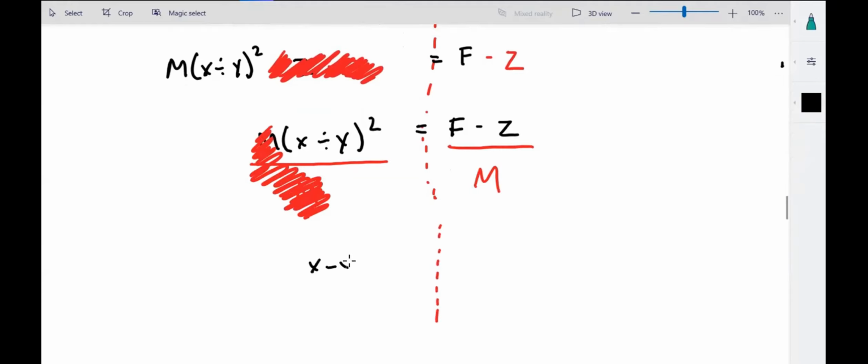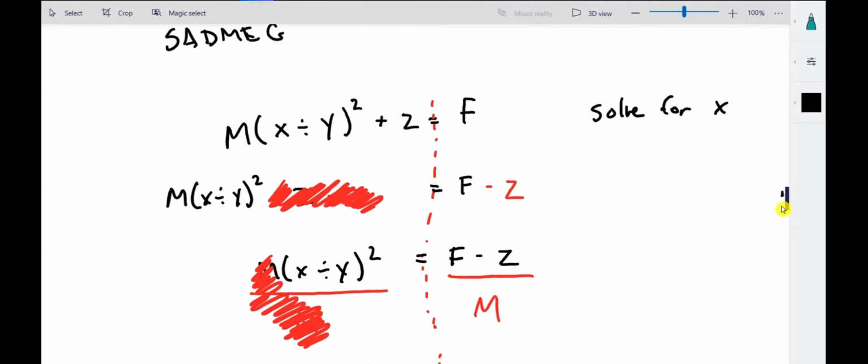So I've got x divided by y, that's in parentheses, that's squared, equals f minus z. Oops, that was a lowercase c, but whatever. Okay, so we're here now. So we have x divided by y, that squared, equals f minus z over m. Let's go back to the SADMEG there.